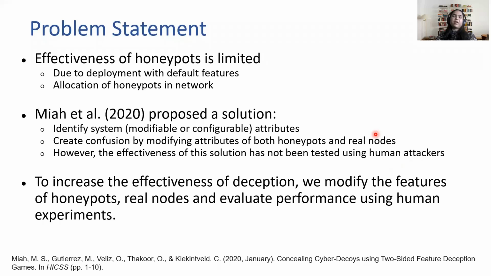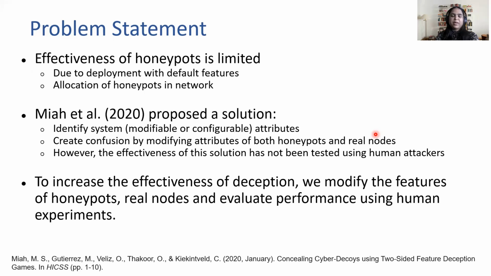The effectiveness of honeypots depends on many things, and it's limited because of factors such as use of default configuration of honeypots. A lot of honeypots are open source and also available to attackers, so attackers are aware of the default configurations. If such honeypots are deployed in your network, it's of no use and it might create trouble for other systems as well. It is also important how honeypots are allocated in the network and how many honeypots you need in the network. So there are a lot of factors which impact the effectiveness of honeypots.